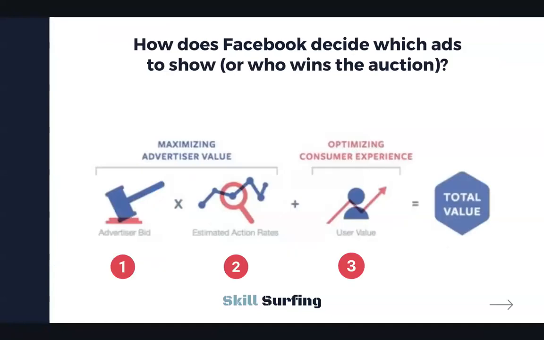So how do they do that? They have three main criteria to decide whether they show your ad or your competitor's ad, okay? First thing is the advertiser bid, meaning how much are you willing to pay for that ad? We're going to talk about it in a little bit of detail as well. So don't worry about this. The second thing is the estimated action rates. The third is the user value.